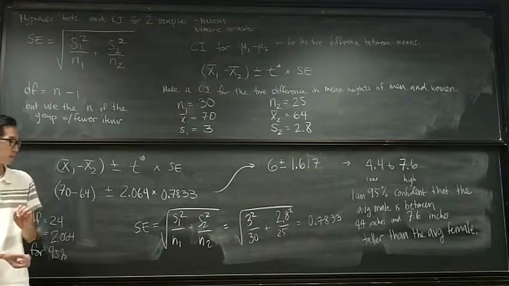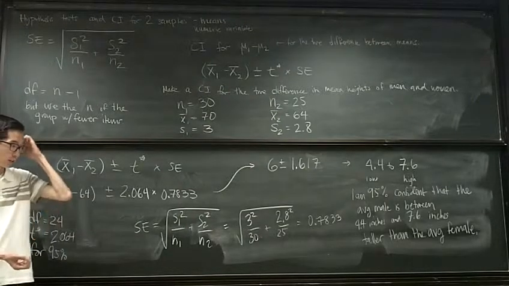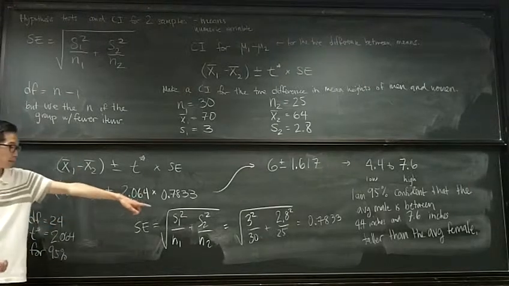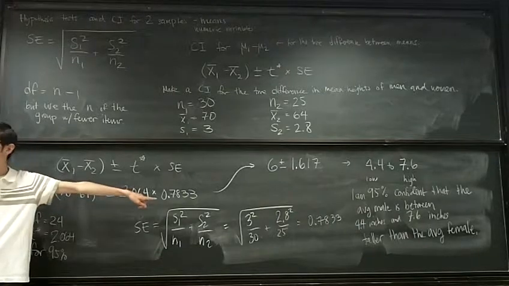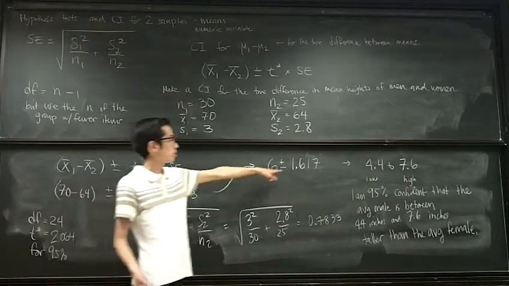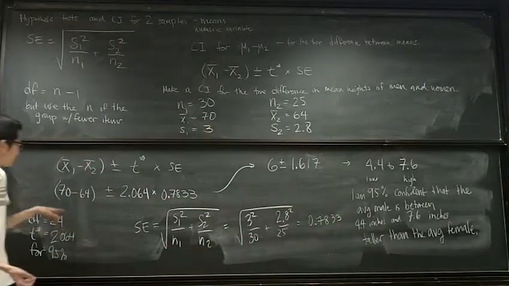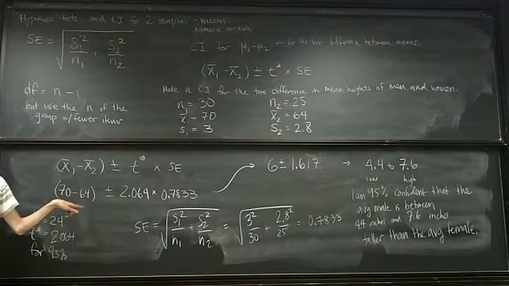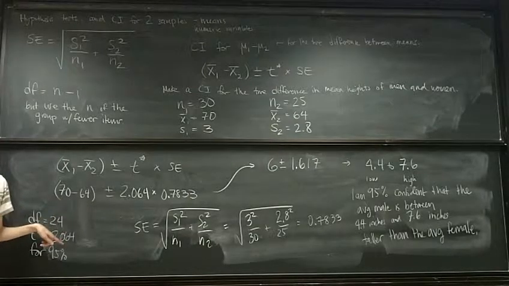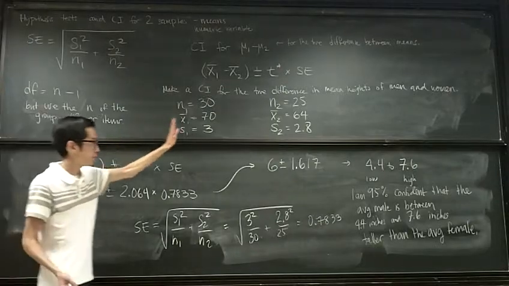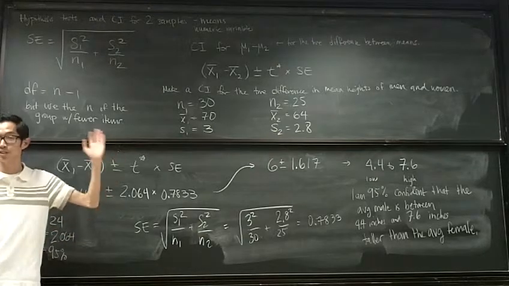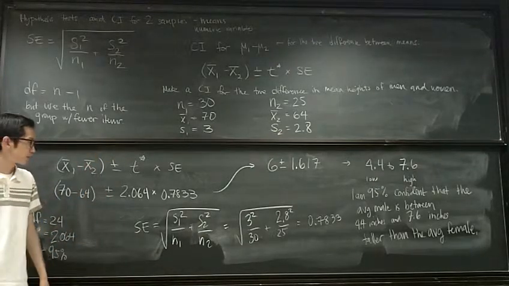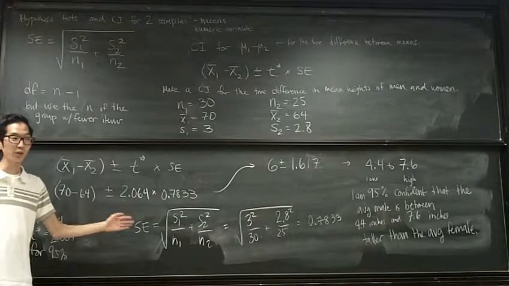I got as far as 0.7833. Yeah, I do the T star 2.064 times 0.7833, and that gives me 1.617. The 6 comes from 70 minus 64. So you're always going to give us all the information, and all we have to do is plug in. Yeah, you have to figure out what you're doing, and then you plug in, and then it's easy. But you're getting T 2.064 from the table, right? Yes, it comes from the table.